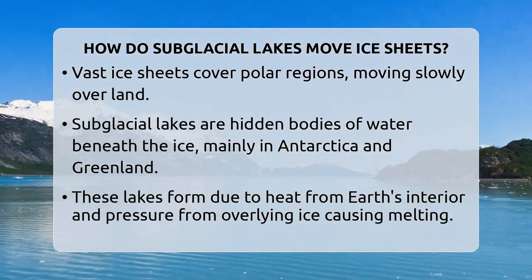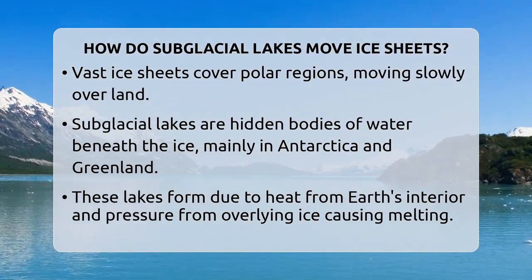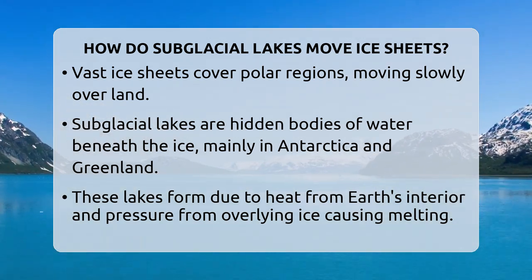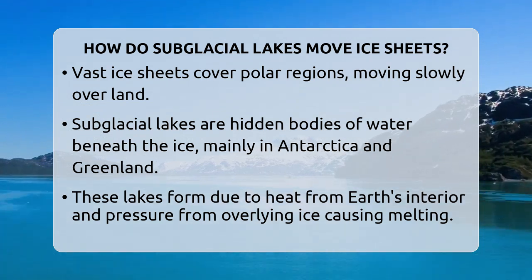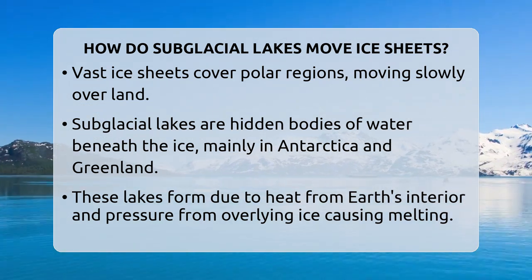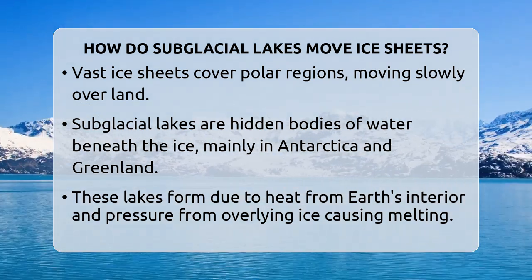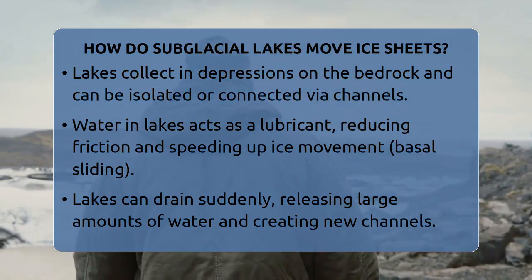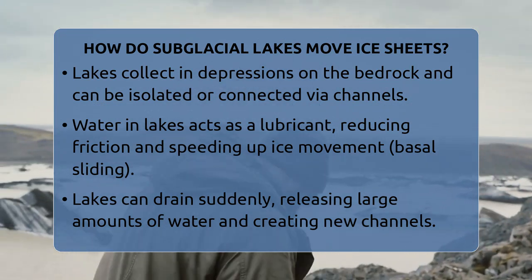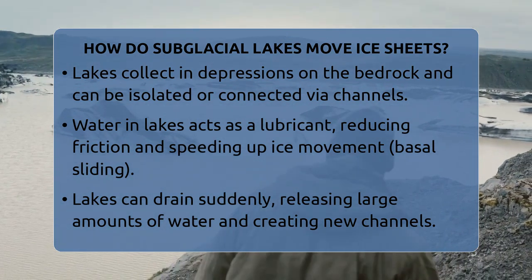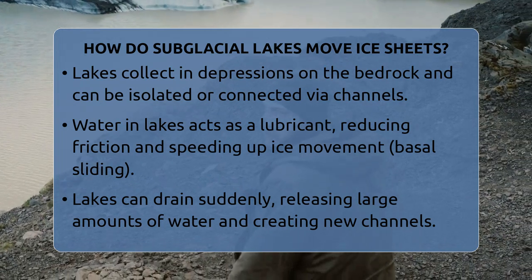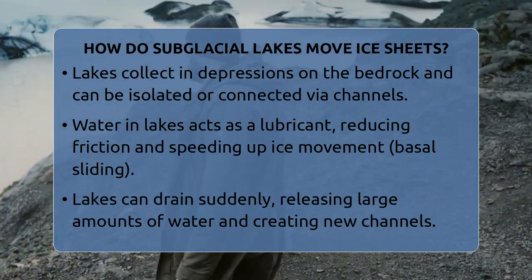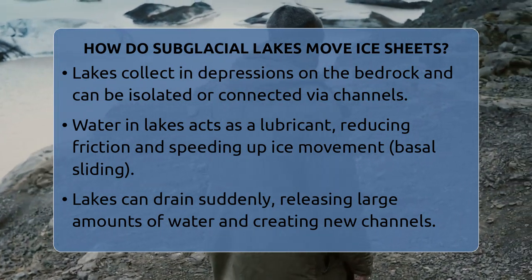They form when heat from the Earth's interior and the pressure from the thick ice above cause melting at the bottom of the ice sheet. The melted water collects in depressions on the bedrock, creating lakes that can be isolated or connected through a network of channels. When water builds up in these lakes, it acts like a lubricant, reducing the friction between the ice and the land underneath. This makes it easier for the ice above to slide over the bedrock, speeding up the movement of the entire ice sheet. This process is known as basal sliding.